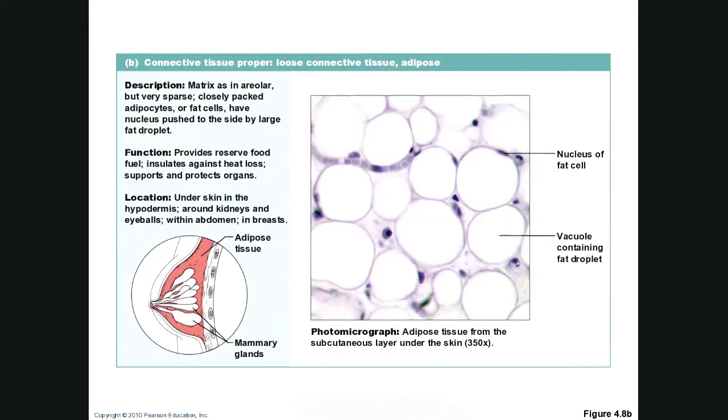Now, this is adipose tissue. It's still connective tissue proper. It's fat. Adipose is fat, and all this right here is globs of fat. And when you lose weight, unfortunately, all it does is empty those cells, and then they refill.